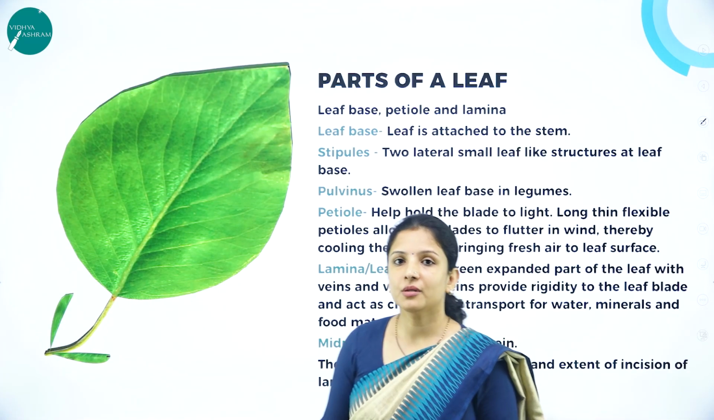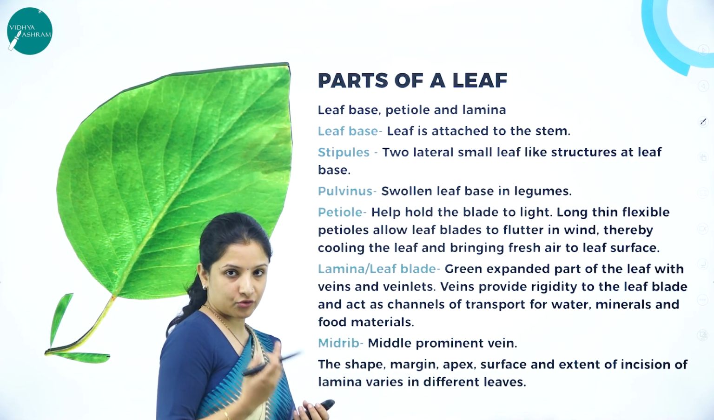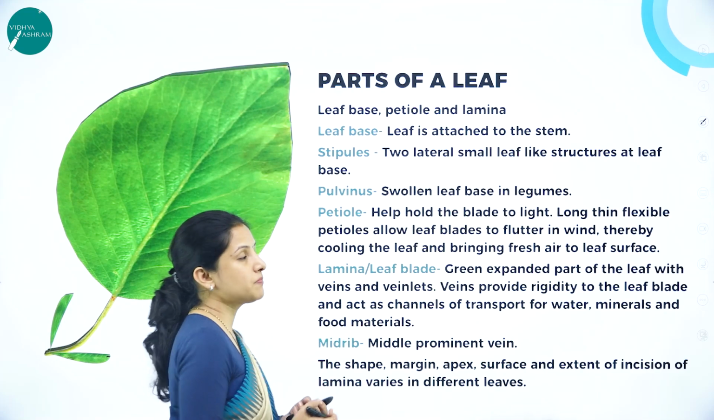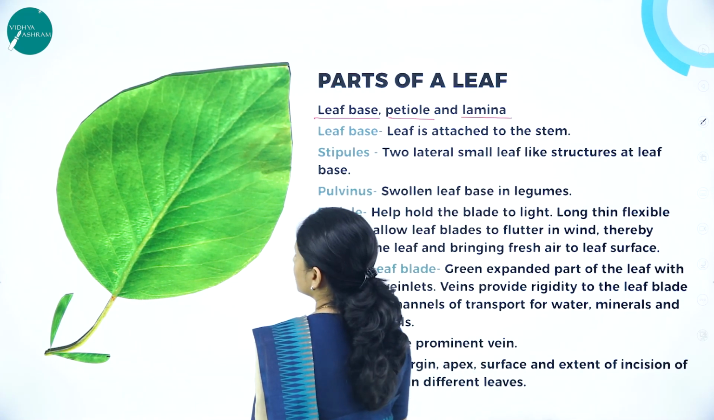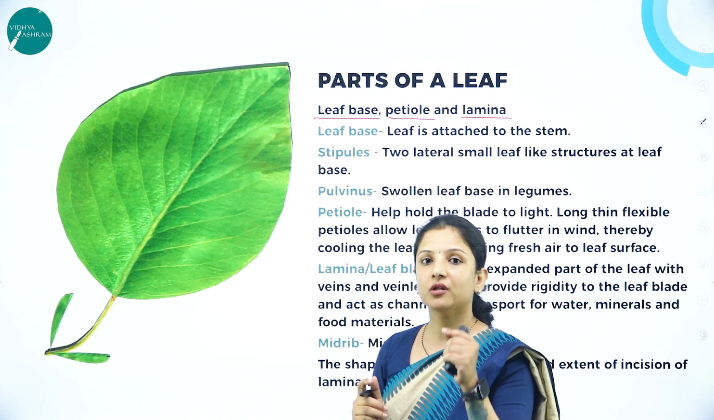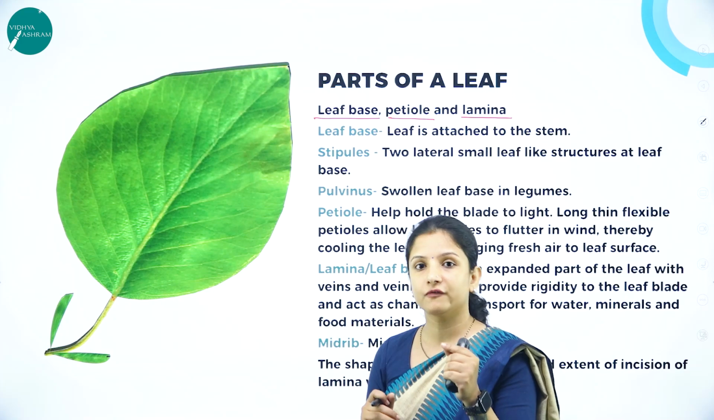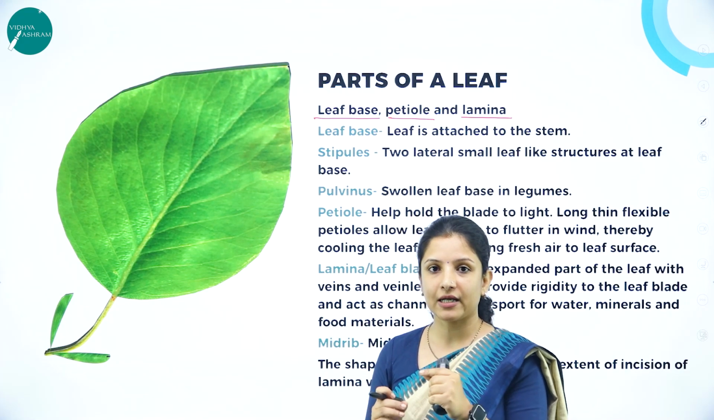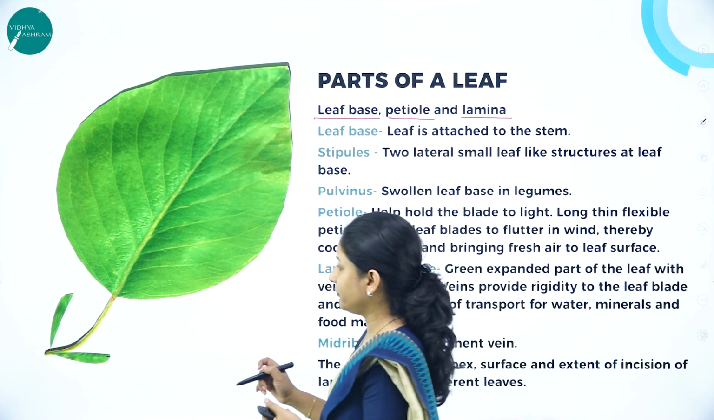Next, talking about the parts of a leaf. The leaf is actually divided into three parts, which are the leaf base, the petiole and the lamina. So, the leaf base is the region from where the leaf arises, that region or the node on the stem from which the leaf arises, exactly where the petiole connects.